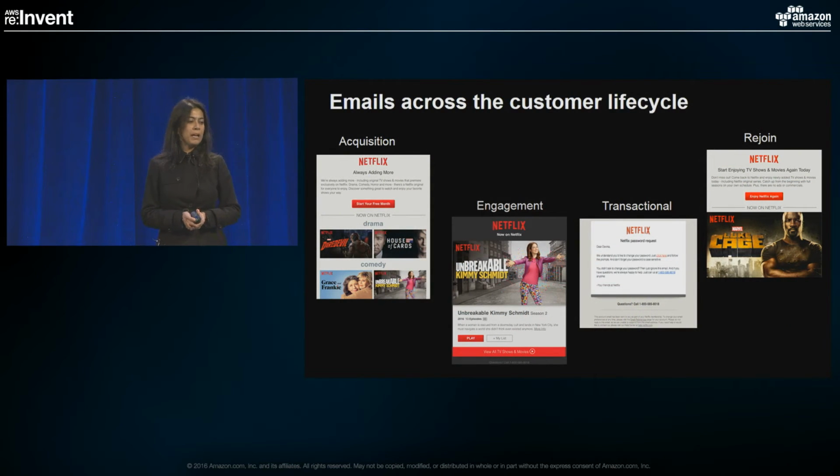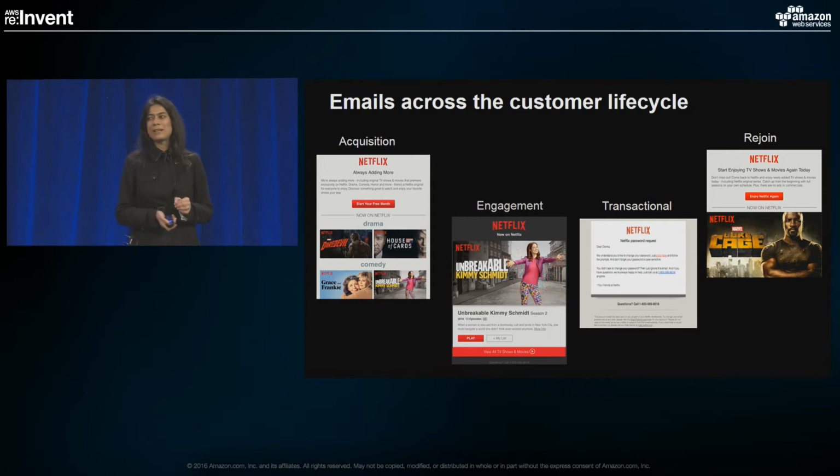To recap, it's emails across the entire customer lifecycle. So we have acquisition messages, then we have messages to drive engagement when we get the members to sign up. We also do transactional messaging to close the loop on transactions that members are doing on the site. And then if they happen to cancel, we send them messages that are intended to get them to rejoin.